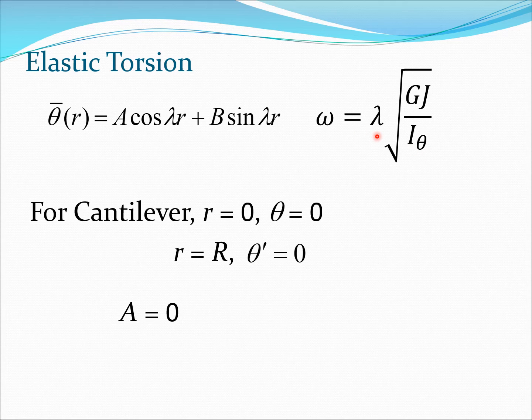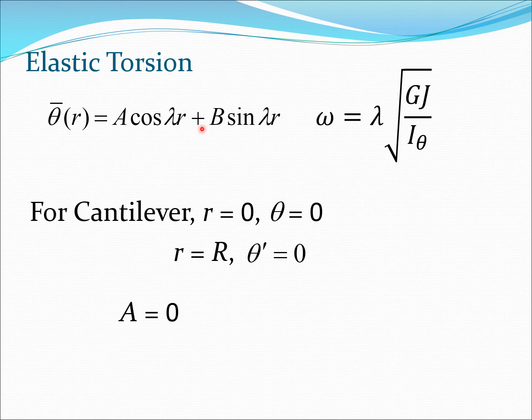And now as usual I need to find lambda, and to find lambda I need to put in the boundary conditions, because that's how the system gets to know its physics. Till now the system is completely mathematical. So let's assume a cantilever blade. So at r is 0, theta is 0. At r is capital R, theta dash is 0. So that's the tip of the blade, r is capital R, and that's the root of the blade, r is 0.